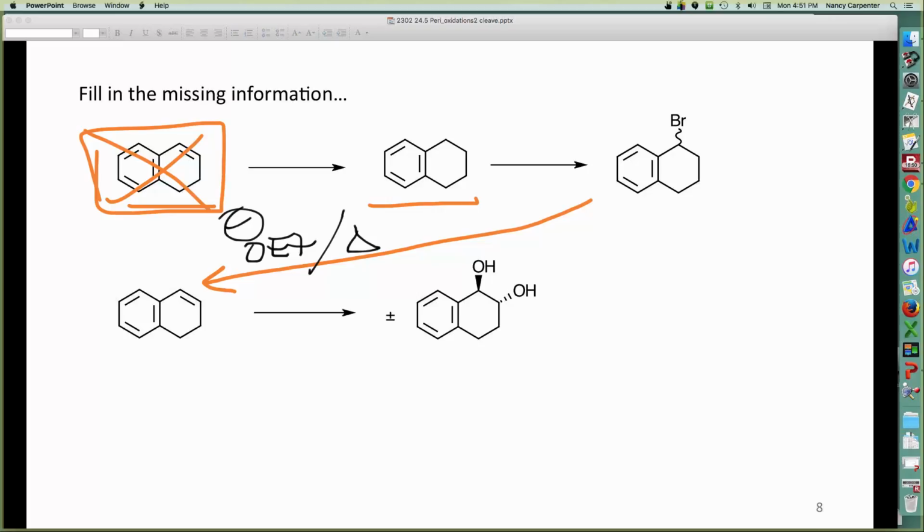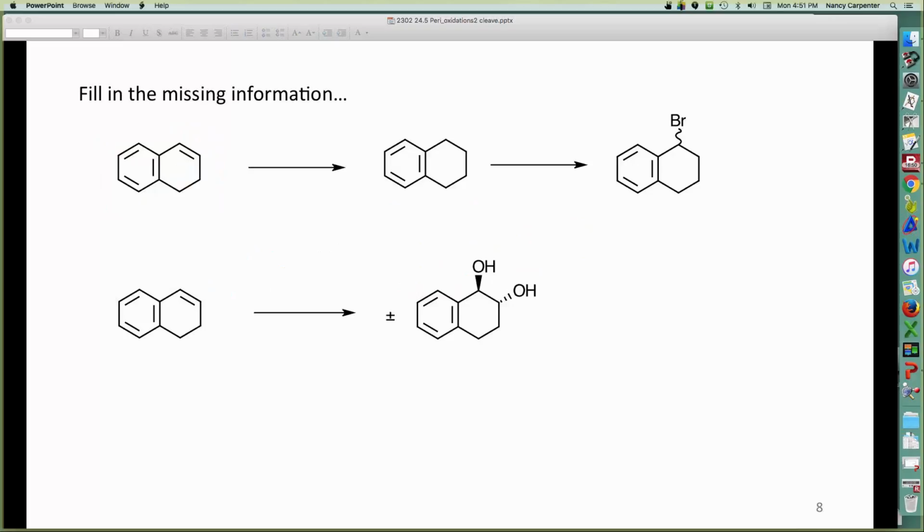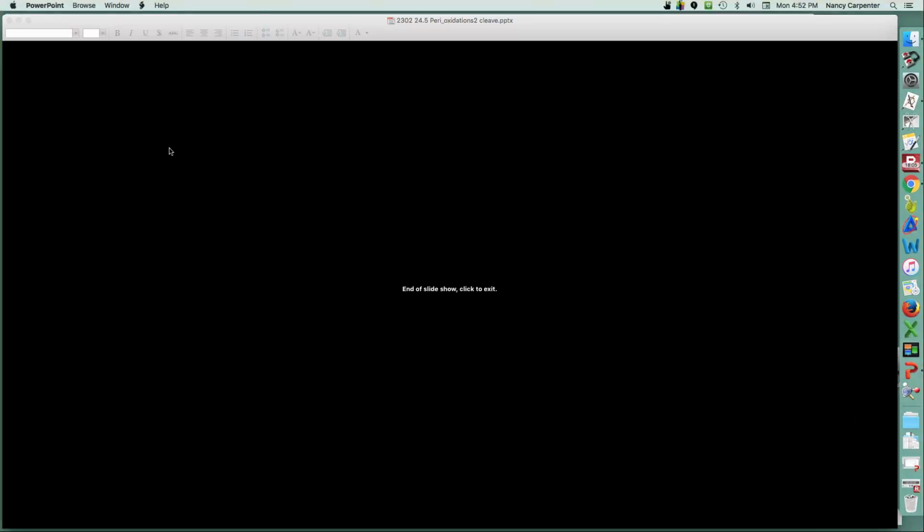And then finally, how do I go from the alkene to my, this is not a syn diol. Osmium tetroxide will not work. Permanganate will not work. You know? Make the epoxide, open it up, anti-addition across the epoxide. Good little review for you.